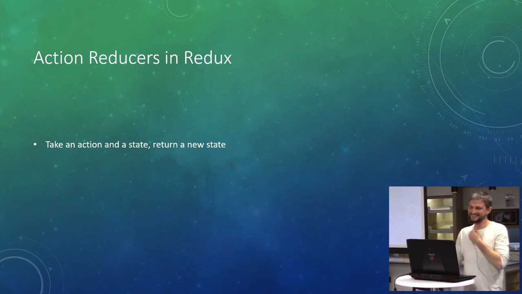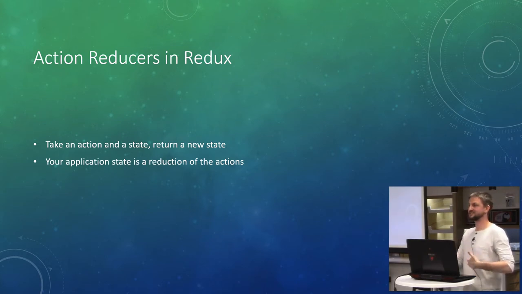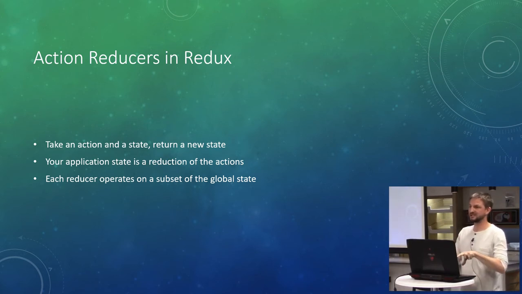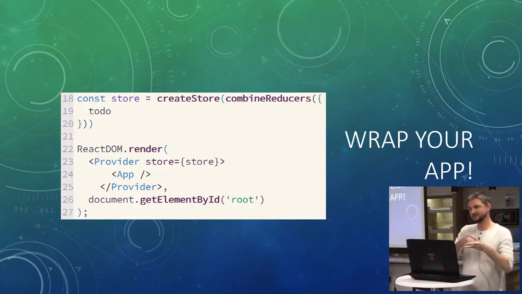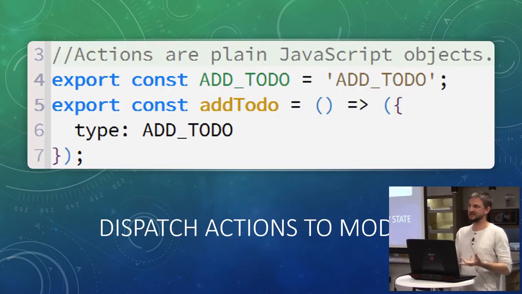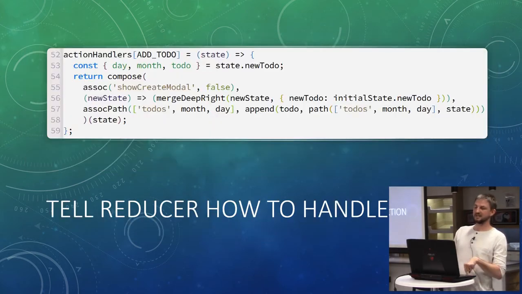Cool, so we've covered this. Take an action, turn on your state. Your application state is always a reduction of what comes from all your reducers. Each reducer only works on a subset of the global state. Just to recap, so wrap the app, then dispatch actions through action creators, don't forget that, and tell your reducer how to handle your actions.